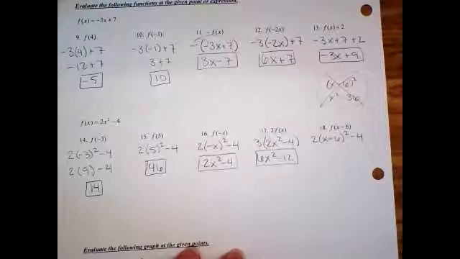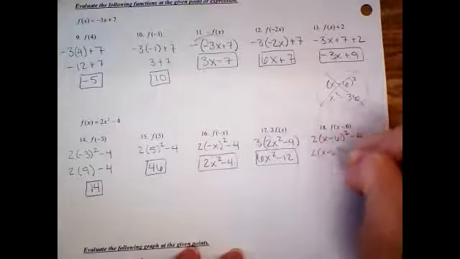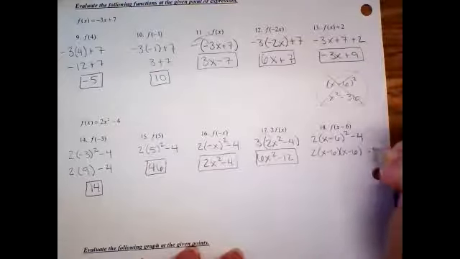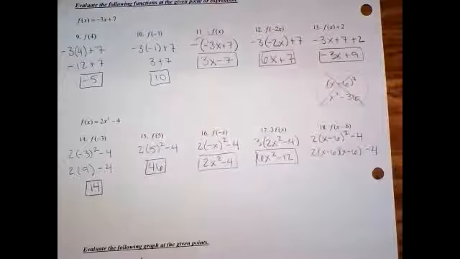When you do x plus or minus something squared, you have to write it twice. Squared means that you're multiplying it by itself, so you have to write it twice.